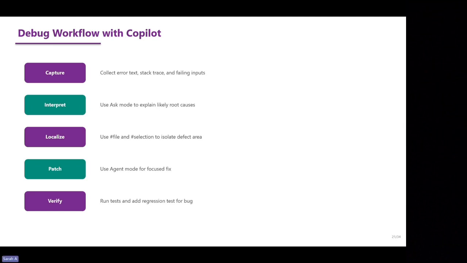The reason I'm doing this step by step, and why it matters, is because you need discipline under pressure. Sometimes we get very excited or very nervous if we have a bug in our code, and we start changing everything all over again. You don't want to do that. So the right methodology is to capture, then use ask mode to explain the root causes, you localize it using the file, you do your patching, and you verify that it's running with tests.